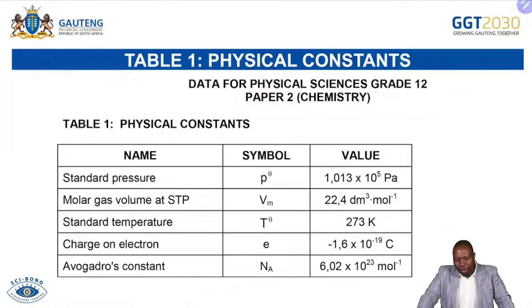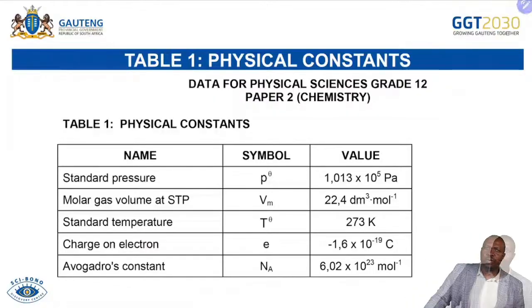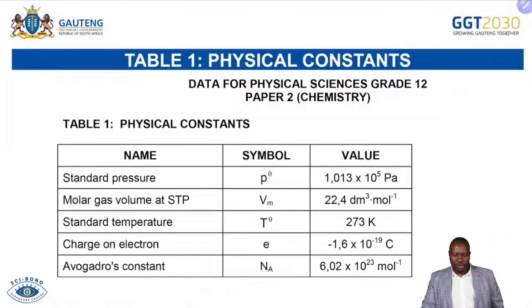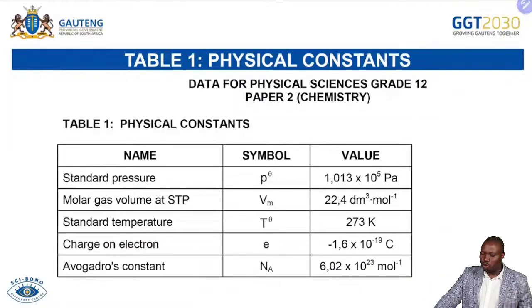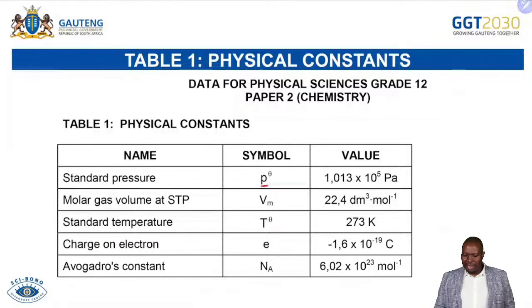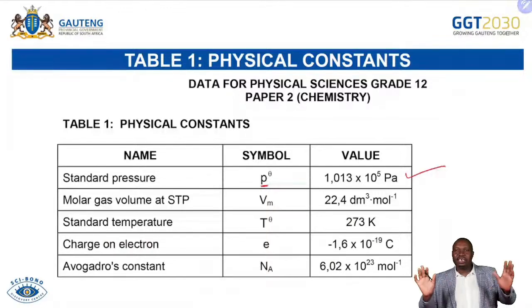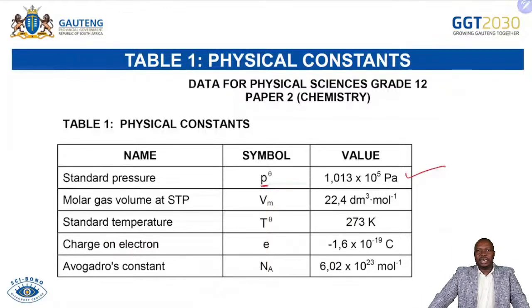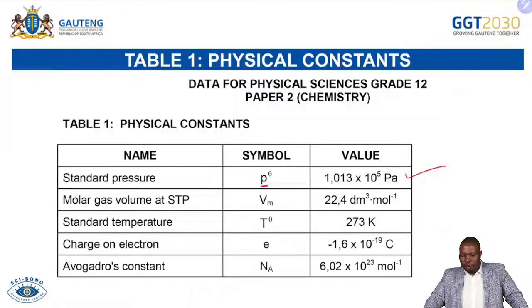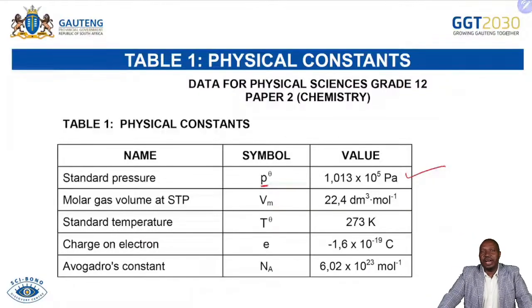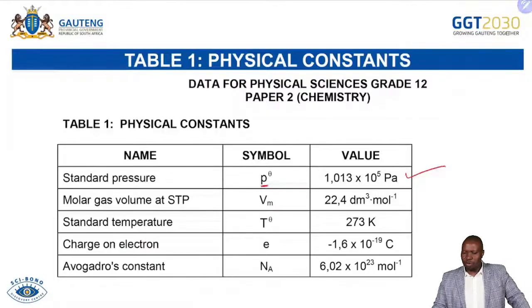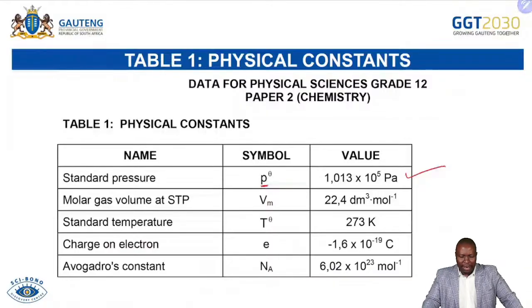always, I always say this, these tables are not for decoration in terms of your question paper. You will find Table 1 of physical constants for Paper 2. Definitely you got to get used to this table. We have standard pressure. When you talk about the standard reduction potential table, that is the standard pressure. So if you're talking about pressure, it's given. Standard pressure is 101.3 kilopascals, or you can write it as 1.013 times 10 to the power of 5 pascals. So if you say standard pressure, you can just copy it as it appears on Table 1.